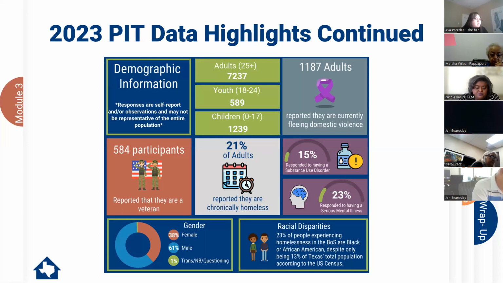And then we had some more subpopulations, such as 15% of people responding that they had a substance abuse disorder, and 23% of people responded to having a serious mental illness. We have a gender breakdown at the very bottom, as well as the racial disparity that we notice year over year, which is basically 23% of people experiencing homelessness in the BOS are Black or African American, despite only being 13% of Texas's total population, according to the US Census. All right.